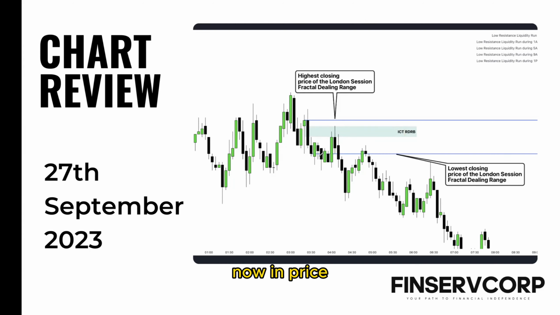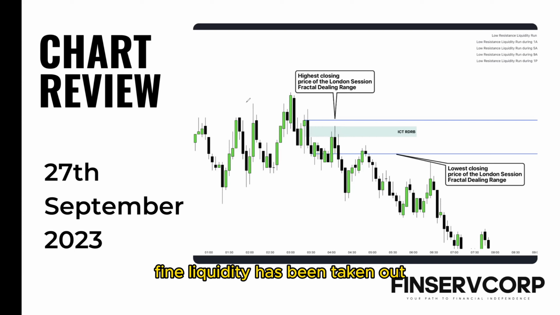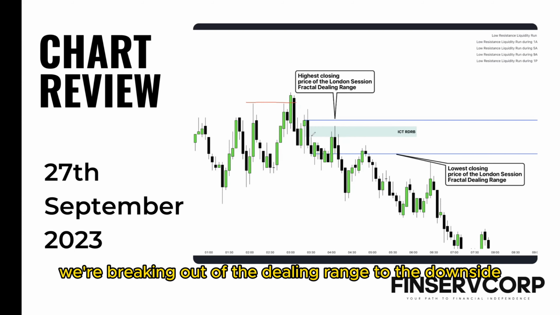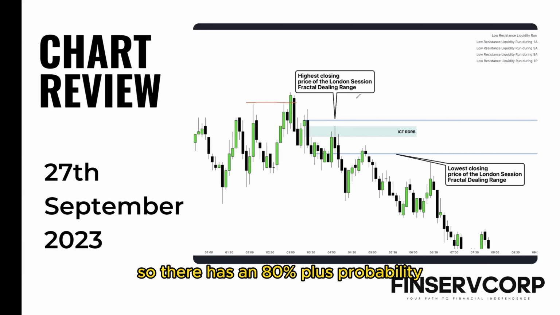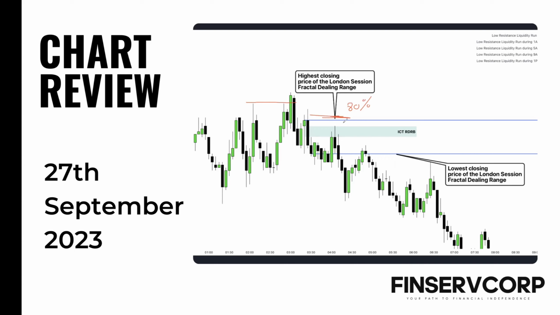Now, when price went back up there, you took a sell over here. You are operating under the assumption that, okay, fine, liquidity has been taken out, price has gone down, we're breaking out of the dealing range to the downside, so there's an 80% plus probability that price is not going to go above this level, okay?